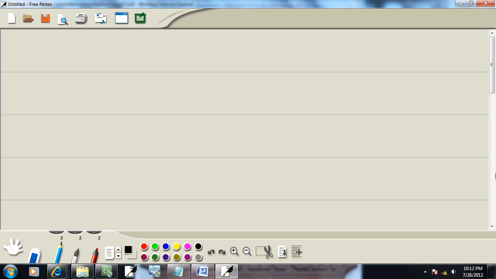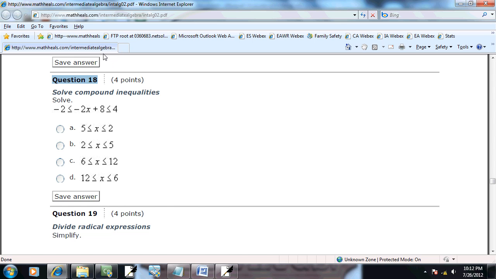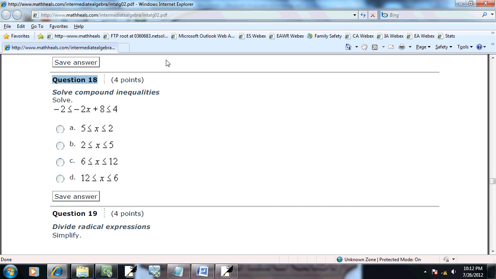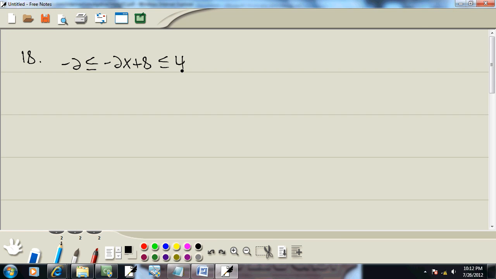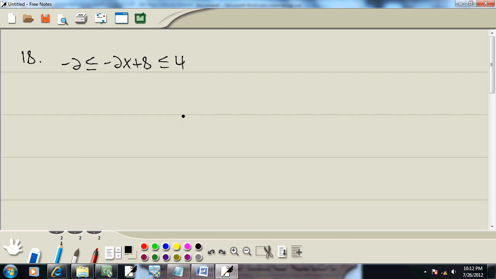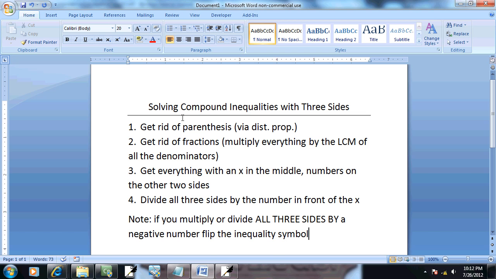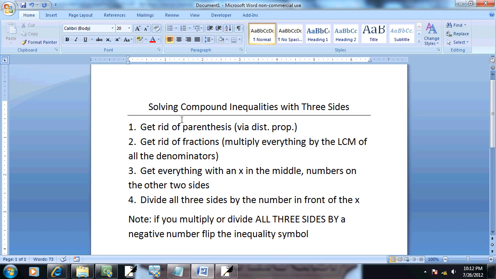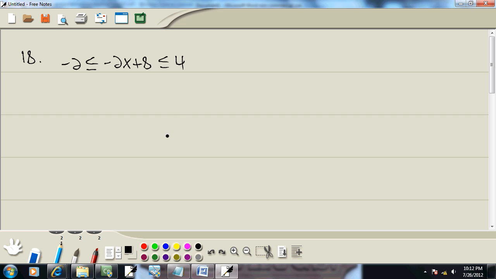Okay, so we got 18. So we got negative 2 is less than or equal to negative 2x plus 8 is less than or equal to 4. First step, get rid of parentheses. Don't have any. Second step, get rid of fractions. Don't have any. Third step, get everything with an x in the middle, numbers on the other two sides.